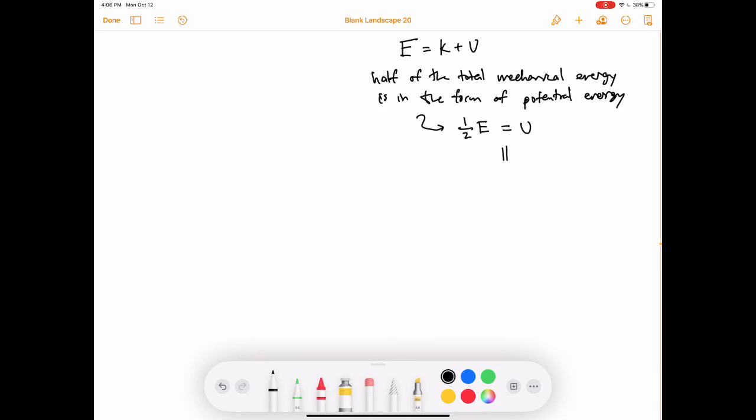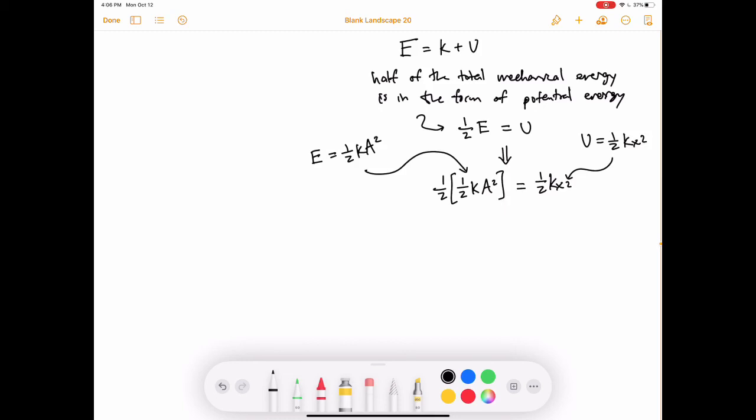So, okay, let's take that a step further. 1/2 of E is the same as 1/2 of 1/2 times K A squared, because remember, the total mechanical energy can be written purely in terms of the amplitude. Also, the potential energy is given by 1/2 K x squared, so that's going to go here on this side.